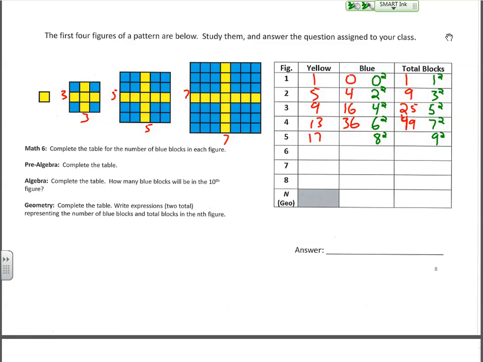Fantastic. Okay? So by recognizing these patterns and looking at what's really going on here, we can simplify our job a lot. And that is the essence of algebra. It seems complicated sometimes, but really we are representing a situation in terms of a pattern, right, to ultimately make things easier for us to predict, calculate, and things like that. So for algebra, your job is to complete the table and then answer the question: how many blue blocks will be in the 10th figure? How many blue blocks in the 10th figure?